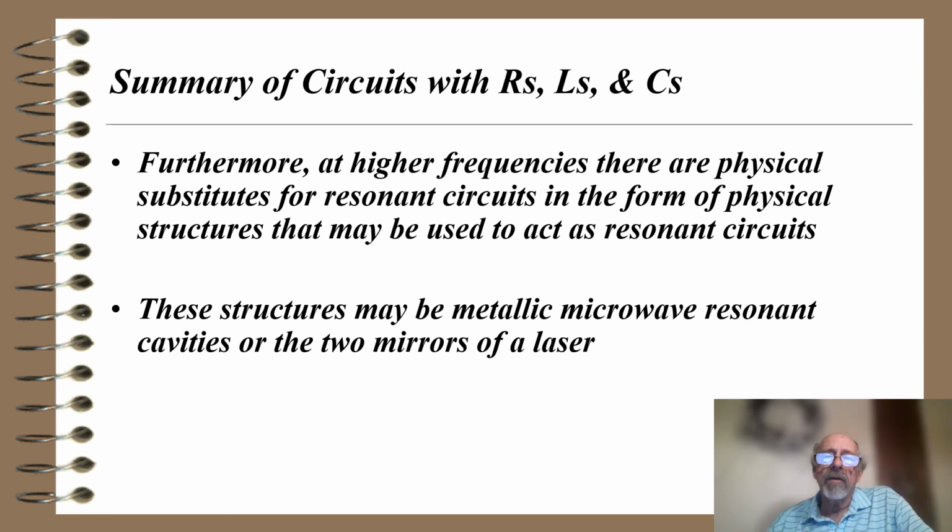Furthermore, at high frequencies, there are physical substitutes for resonant circuits in the form of physical structures that may be used to act as resonant circuits. It's difficult to get values of L and C that resonate up in the microwave region. These structures may be metallic microwave resonance cavities or, for instance, the two mirrors of a laser.